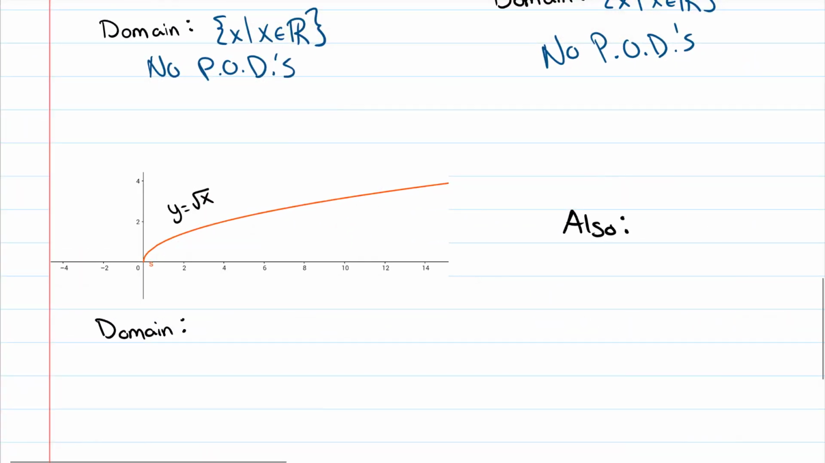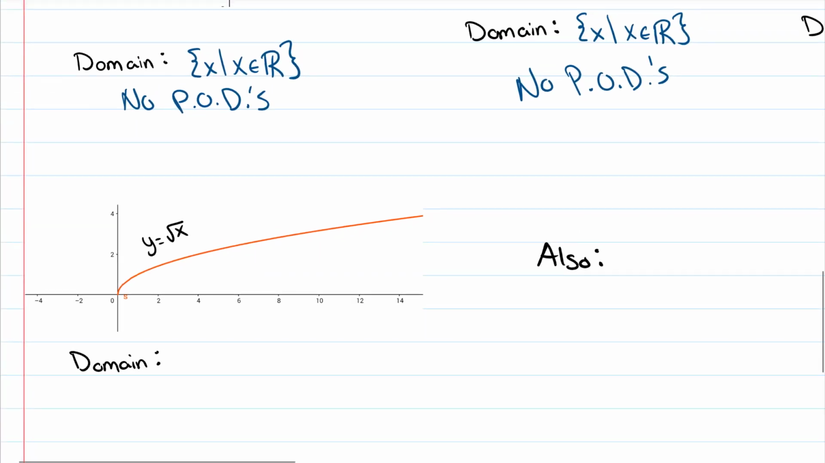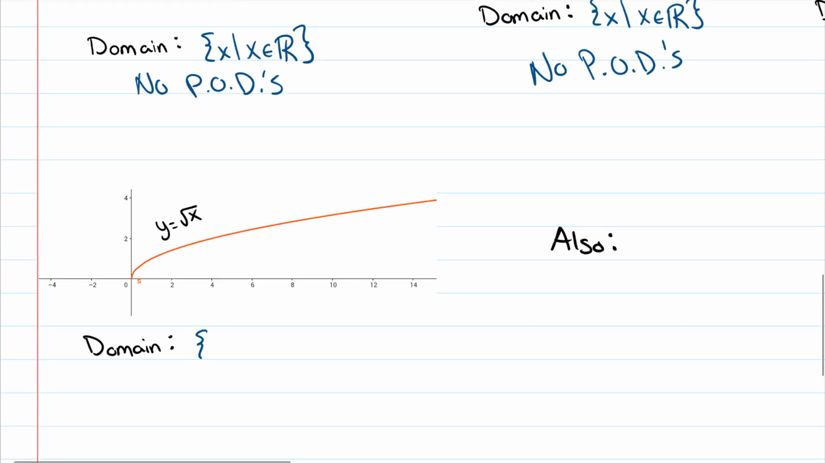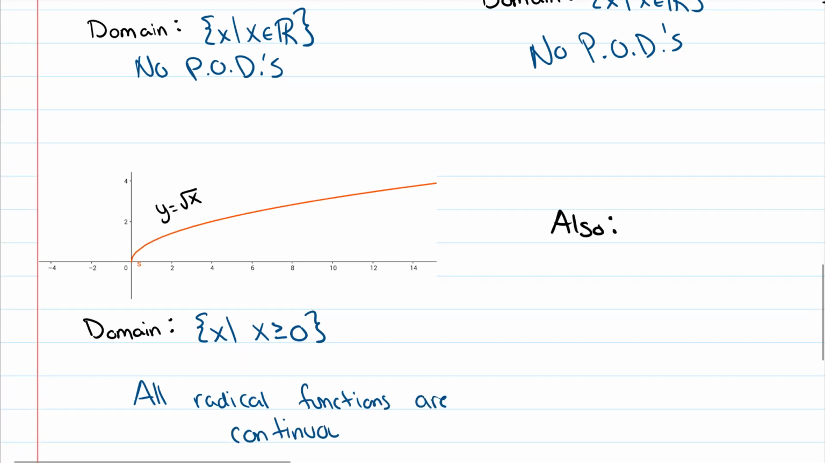And we have one more, which is the square root of x. The domain for the square root of x is similar to logarithms, except that we can actually include 0 this time. So it's x is greater than or equal to 0. I want to make the note to say that all radical functions are continuous.